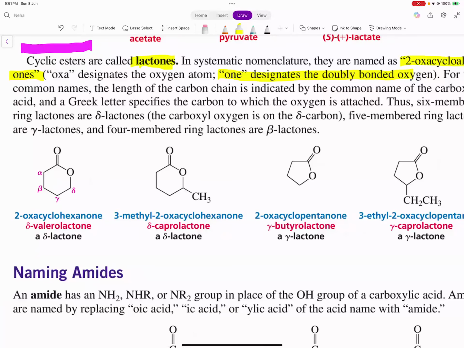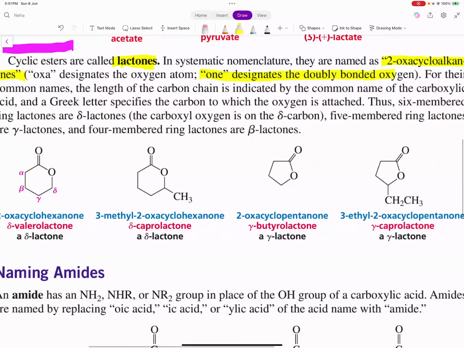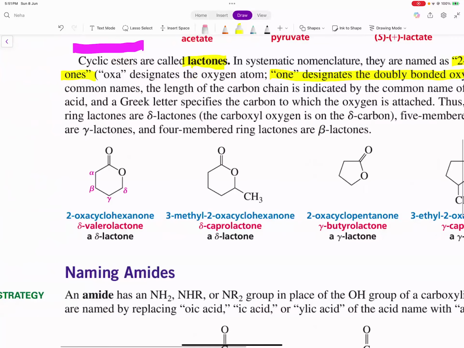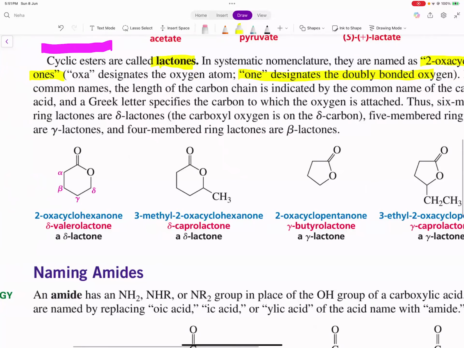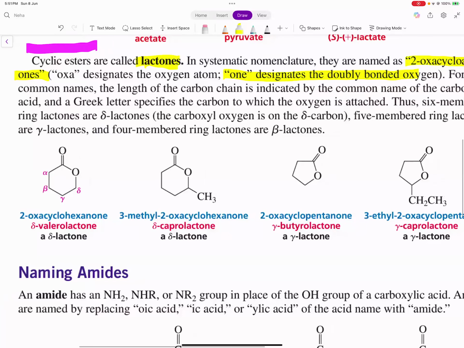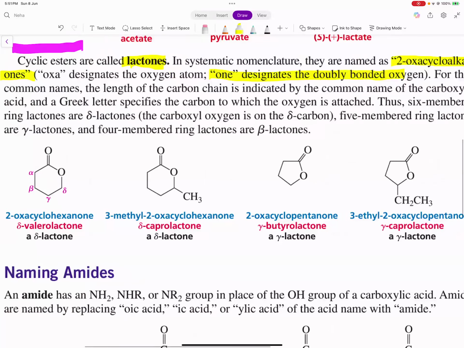So one designates the doubly bonded oxygen. Okay, great. So it is going to be 3-methyl-2-oxacyclohexanone. Basically they are just telling us that it is a cyclohexanone, but in the second position, because this is always one, we have an oxygen. Hence the oxa.